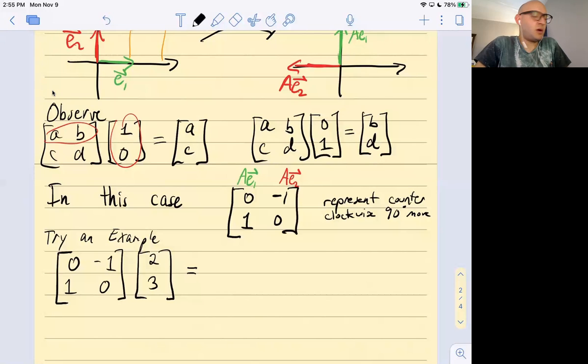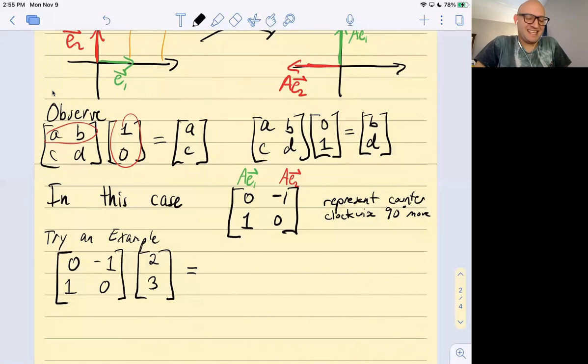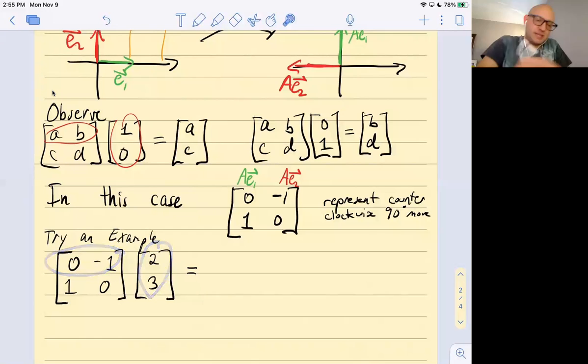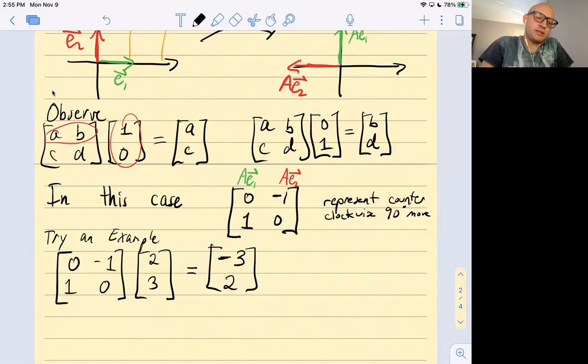Nice, Gabrielle. What did you get and how did you do it? I did the truck parking spot thing for the first one, and after doing that I got 0 plus negative 3, which equals negative 3. And then I did it for the bottom one too, and I got 2 plus 0, which equals 2. Excellent. So you got that this point got moved to this vector.